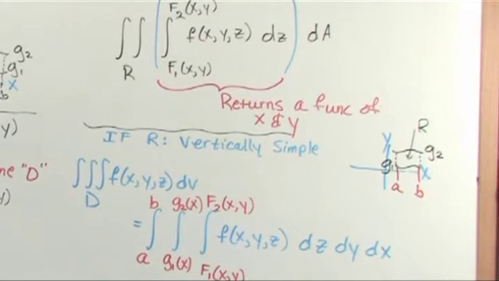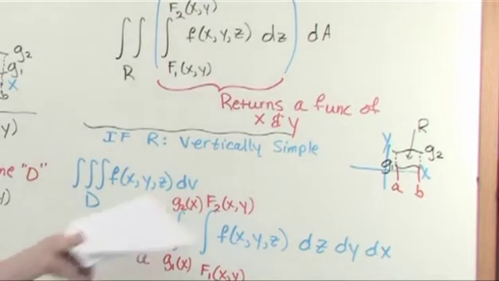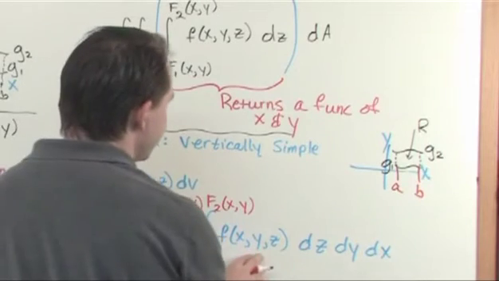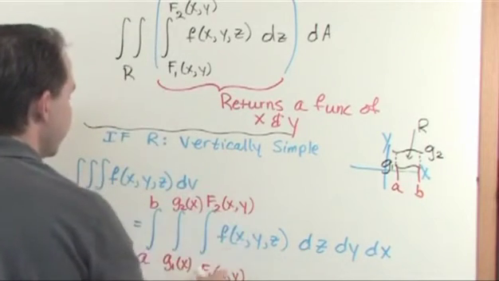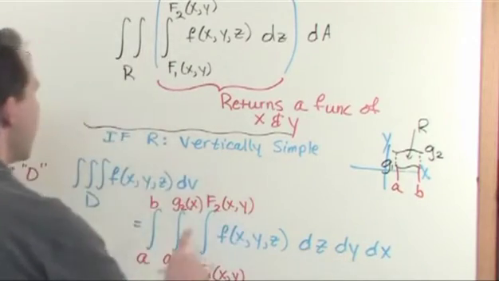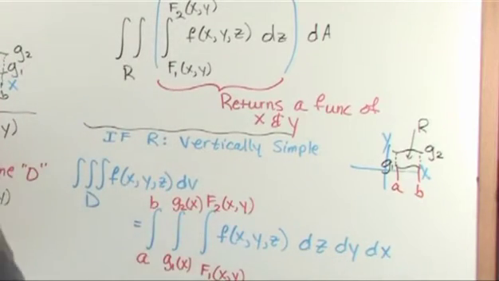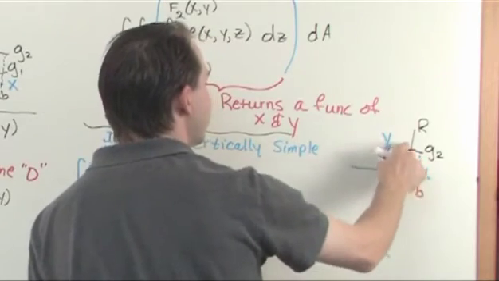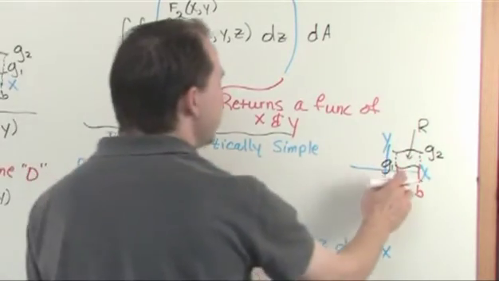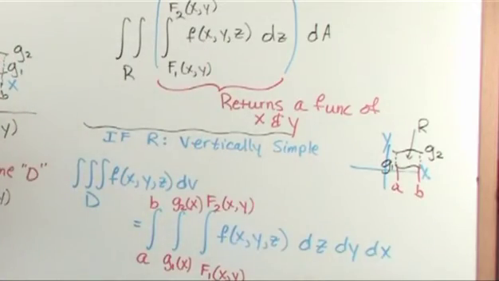So that's a lot of talking. I really want you to absorb this because most of the time you're going to have vertically simple regions, okay? Most of the time. So all you're doing is you're taking this function, you're integrating along z, then you plug in these limits of integration. You take that result, then you integrate it along y, and you plug in these limits of integration, which is going to be integrating along y from this function to this function, okay? And then you integrate from a to b, like this, along x.